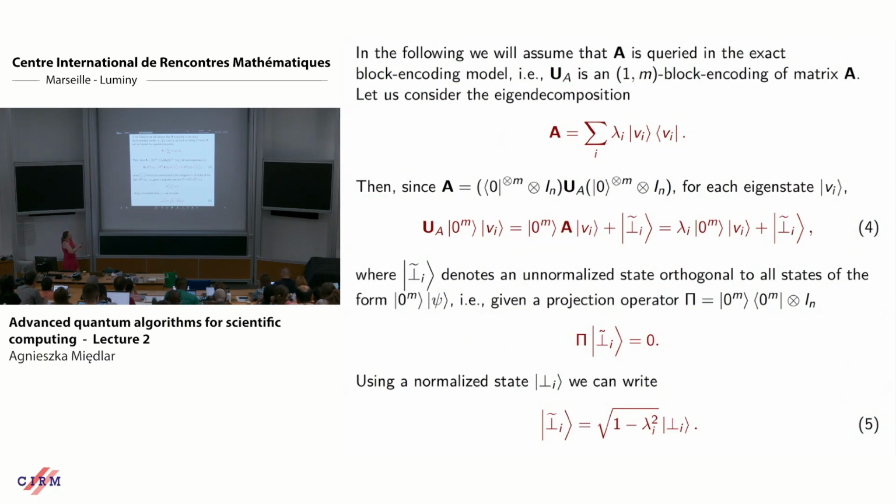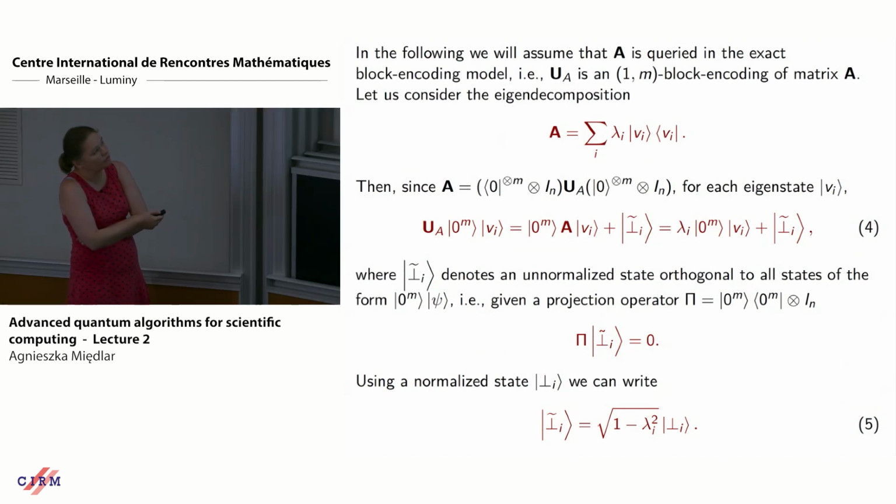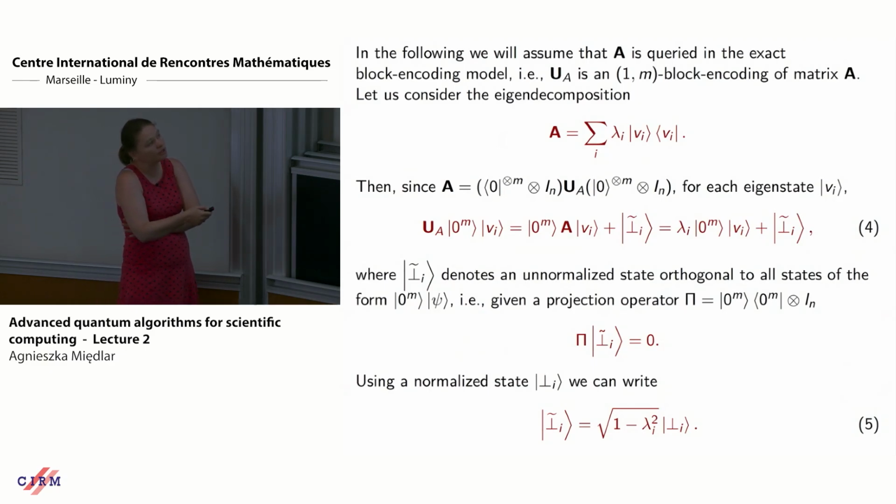If I do that, I will get, so this is the same vector, right? The same object, the same state, the Kronecker product of these two states. This is the lambda i, and this is just this unnormalized state. Meaning that if I use this projector operator and apply it to this state, I will get 0 because it's orthogonal to that state.